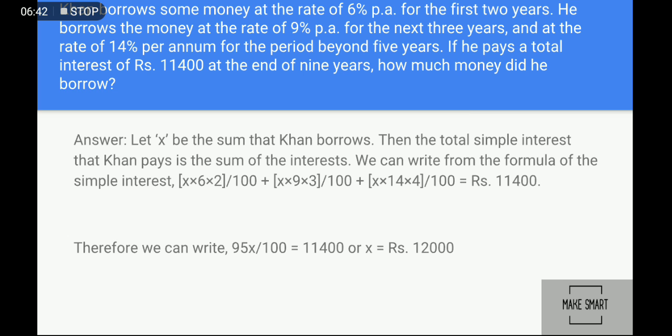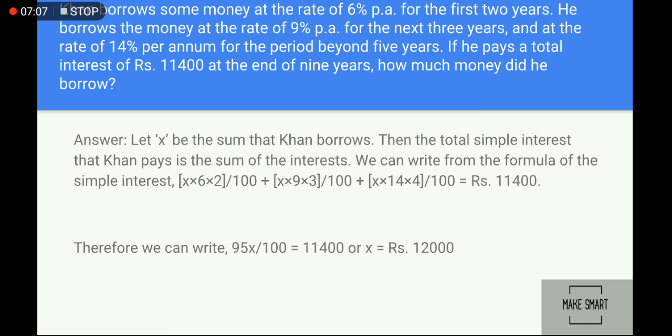If he paid a total simple interest of 11,400 at the end of 9 years, meaning 6% for 2 years, then 9% for 3 years, and 14% for 4 years, how much money did he borrow? That means the principal amount.